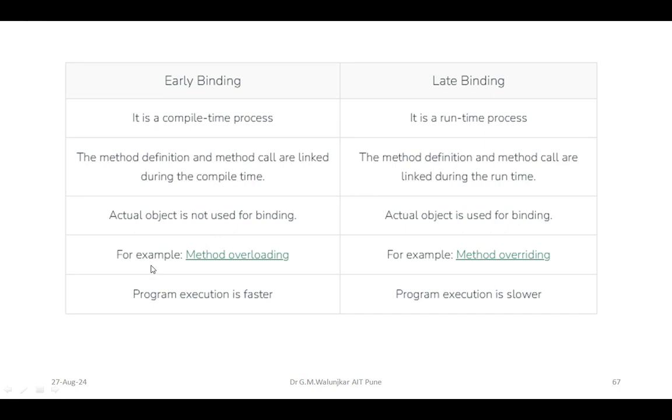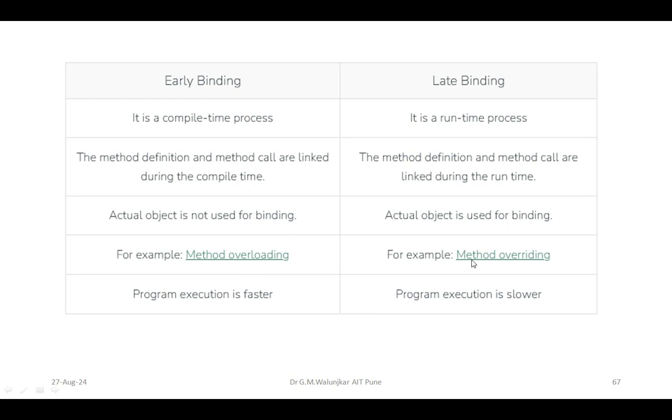Now, in the case of early binding, the example is nothing but method overloading. When you are talking about method overloading, that means in a single class, suppose there is a function name, say eat, with a single parameter, and we are also using the same function name with two parameters. So that concept comes under early binding through the method overloading process.